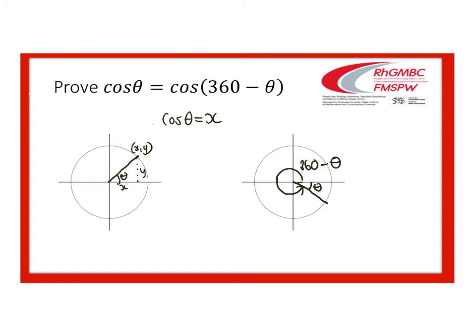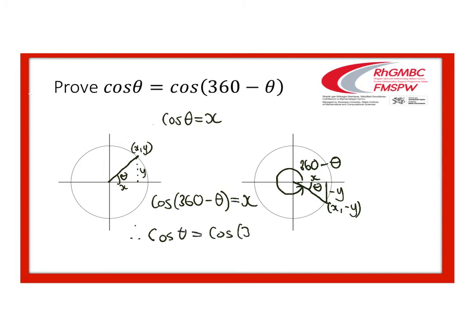Now again, what we've got is a right angle triangle. We know that the base is x. This time the height is minus y. So it's on the coordinate x, minus y. And so we get cos of 360 degrees minus theta is equal to that x coordinate, which is just positive x. Therefore, cos theta is equal to cos of 360 minus theta.